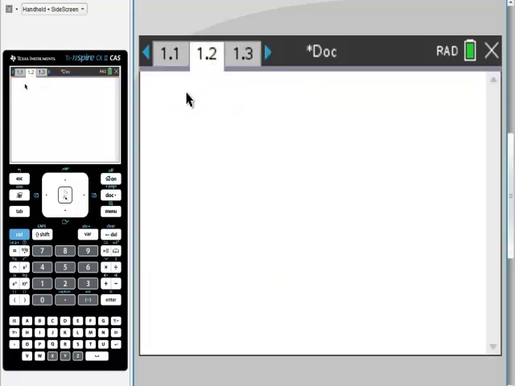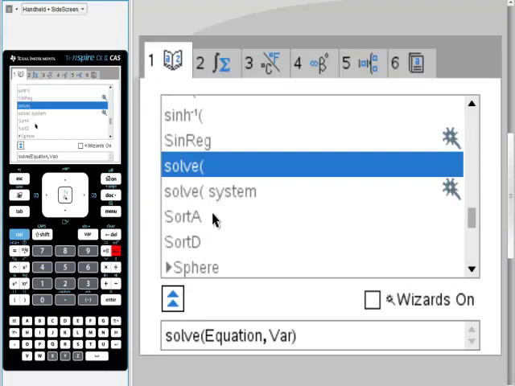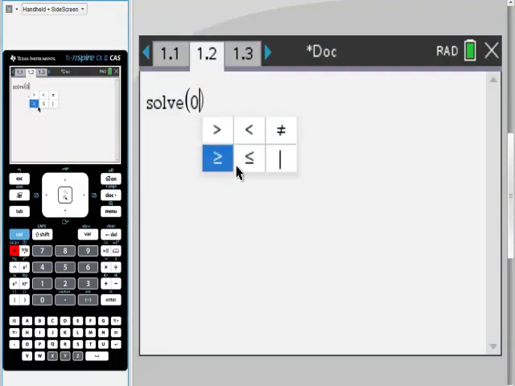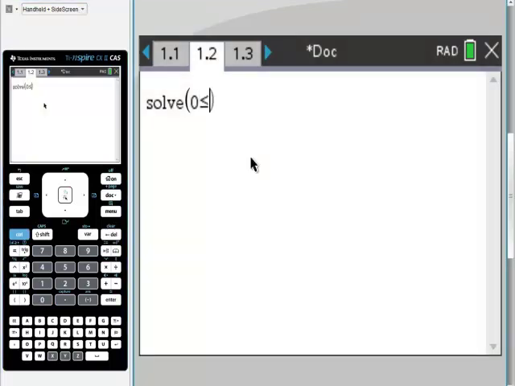I'm just going to simply use the solve function. If you look, I went to the book right here, went down to solve, and hit solve. Now I'm going to put in just that inside piece. Remember, I wanted 0 to be less than or equal to that, so I hit control and this button. Now my piece has to be greater than or equal to that, and remember, it was theta minus 5 pi over 6.